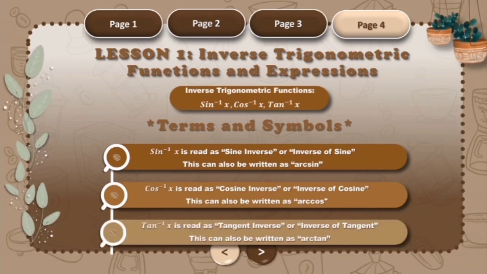These are the terms and symbols. Sine inverse x is read as sine inverse or inverse of sine. This can also be written as arc sine. Cosine inverse x is read as cosine inverse or inverse of cosine. This can also be written as arc cos. Tangent inverse x is read as tangent inverse or inverse of tangent. This can also be written as arc tan.